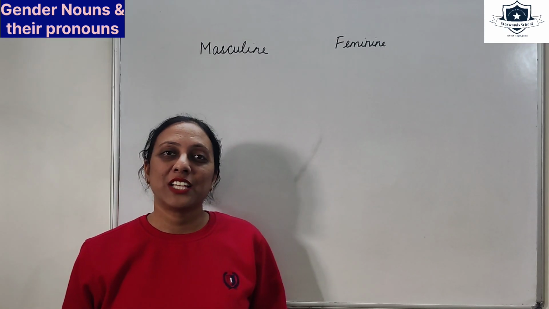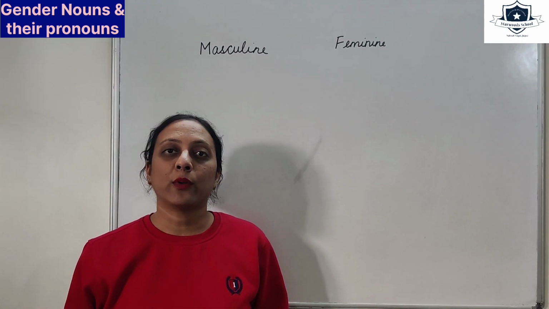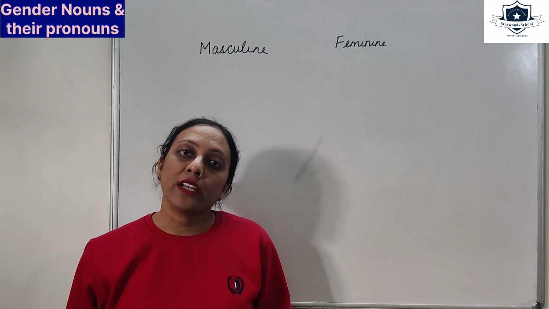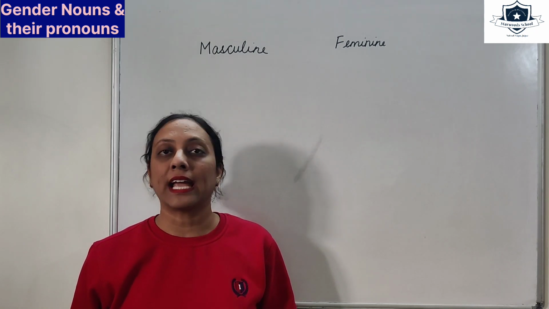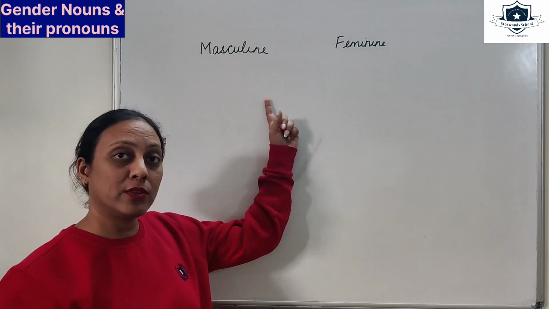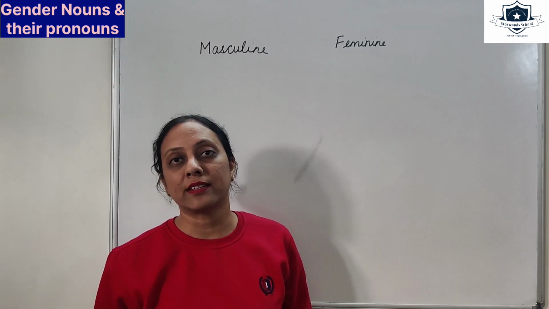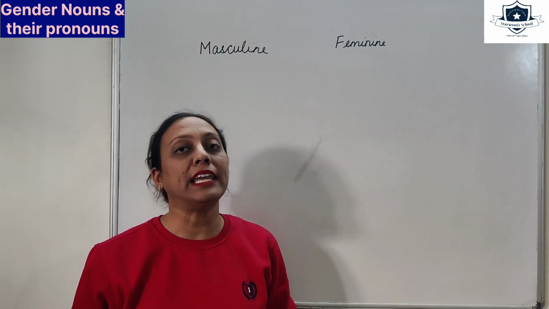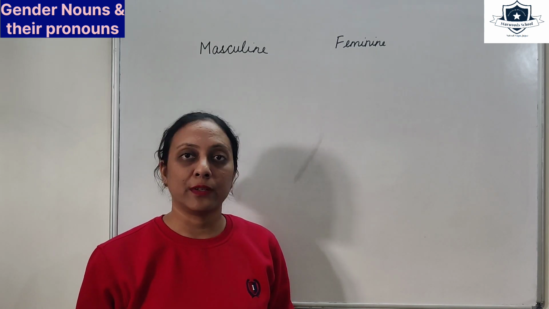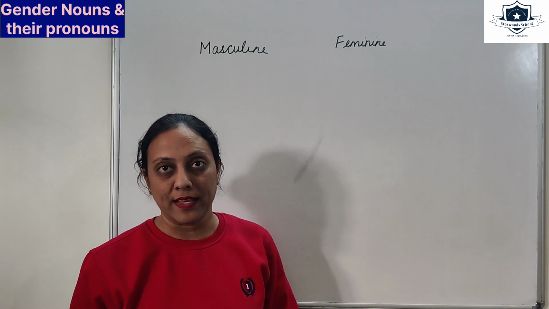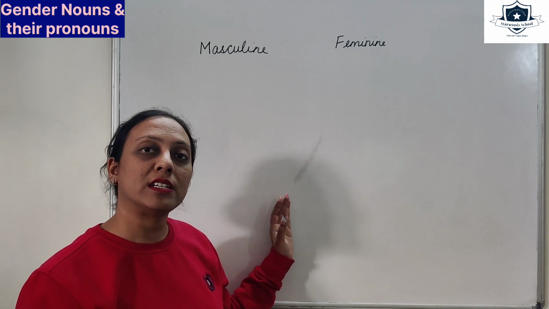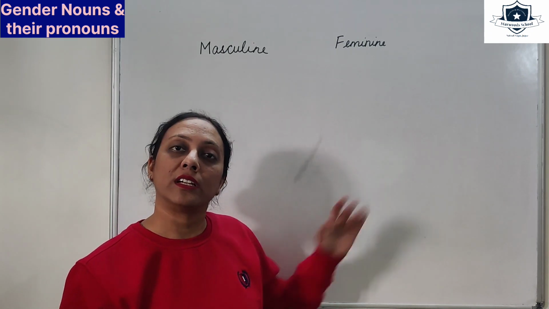Hi friends. So in this video we will discuss gender nouns. Gender nouns have four categories. Masculine and feminine, these are the two categories. The next two categories are common gender noun and neuter gender noun, which we will be discussing after I explain this. So masculine gender noun क्या होता है और feminine gender noun क्या होता है?